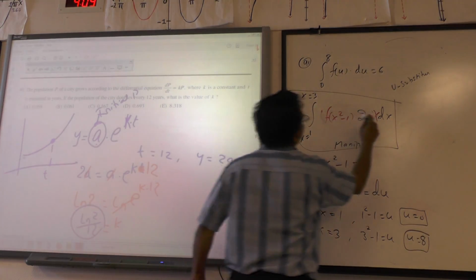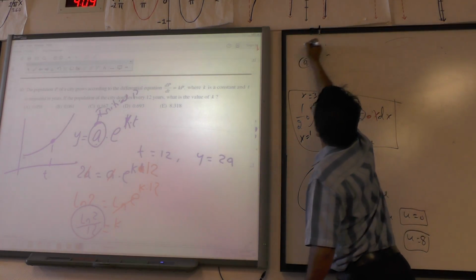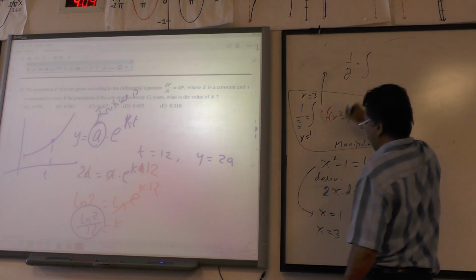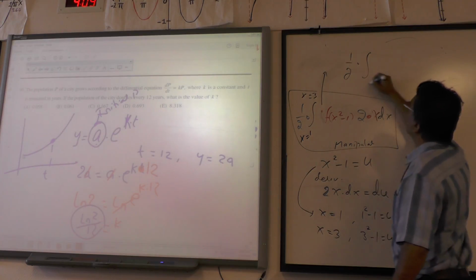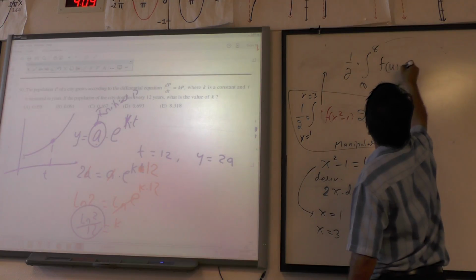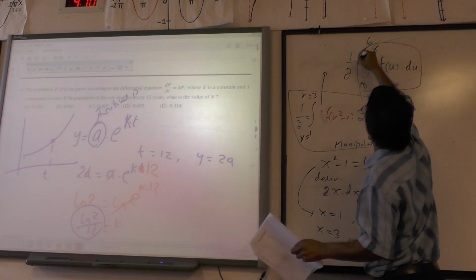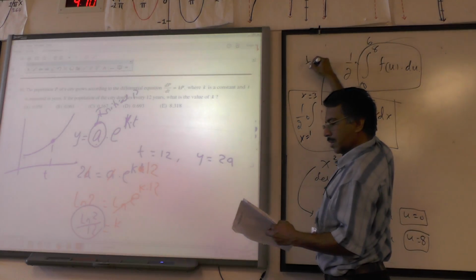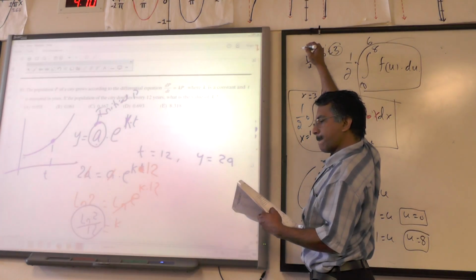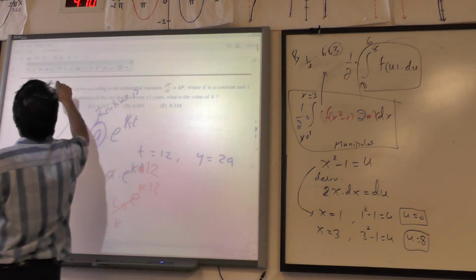So this whole thing reduces to half. In place of 1 to 3, it is 0 to 8. And this becomes your f(u), and this is your du. But you know this answer is given to you as 6. Take half of 6, you get 3. Is that the answer given to you? Yeah? Okay. Let's go to the last one.